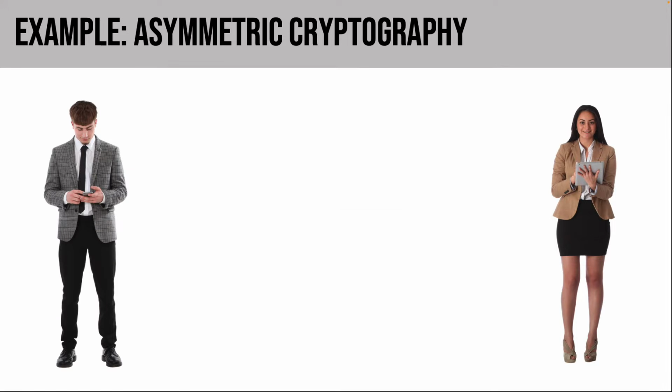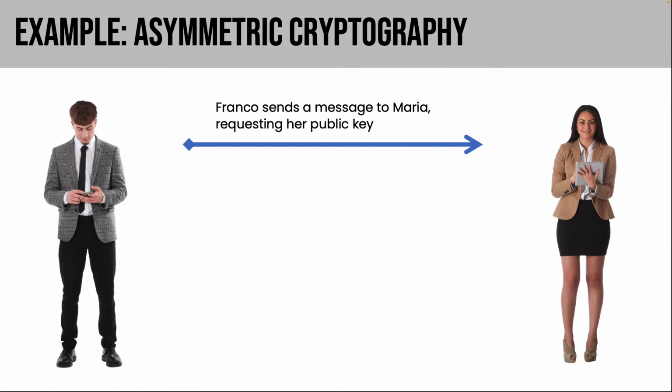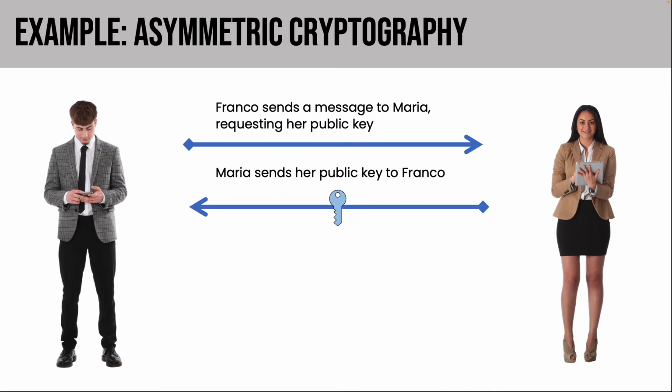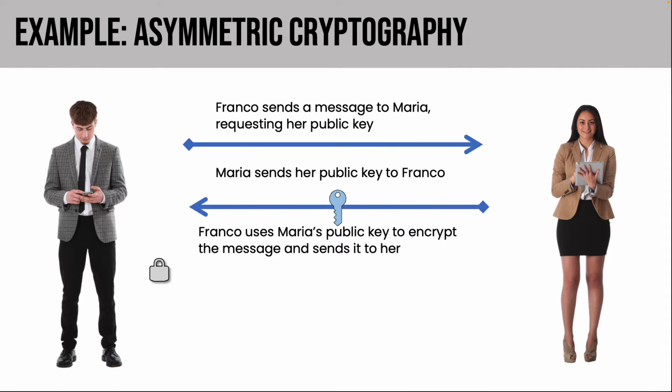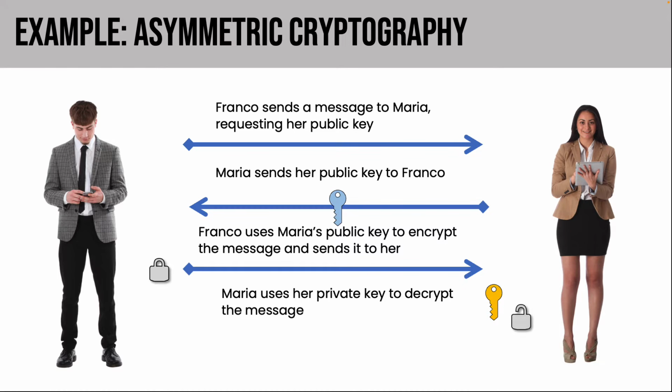So if we just look at that key exchange, we have Franco and Maria. Franco sends a message to Maria requesting her public key. Maria sends her public key to Franco. Franco uses Maria's public key to encrypt the message, and he sends it to her. Maria uses her private key to decrypt the message. And that exchange would happen through whatever application in the context of whatever information exchange was taking place. And we'll talk about common use cases here in a moment where asymmetric cryptography can even help symmetric.